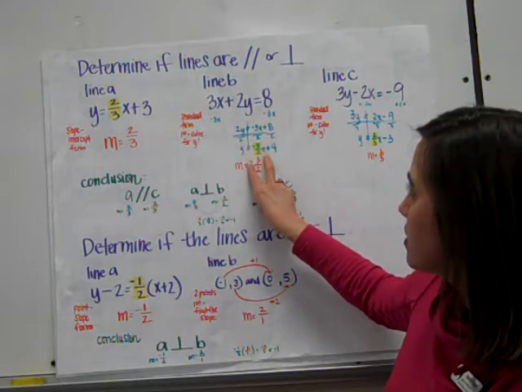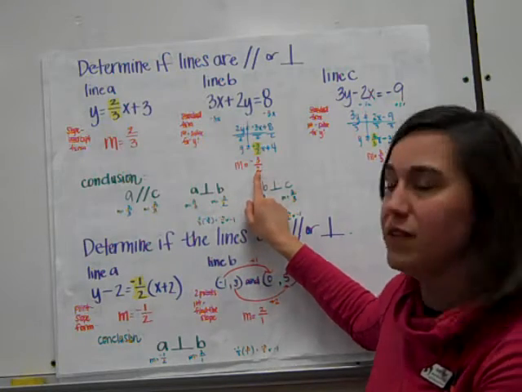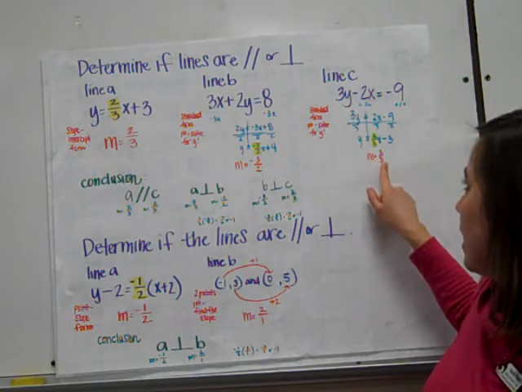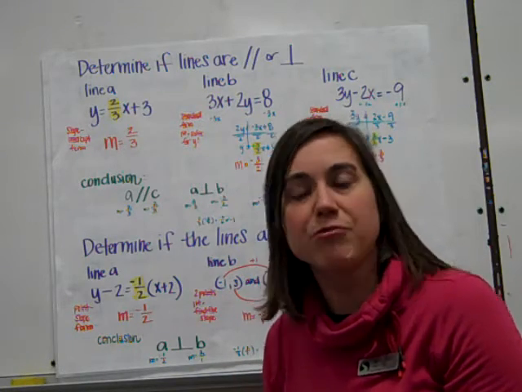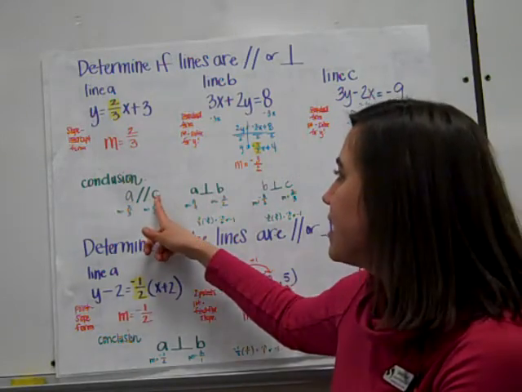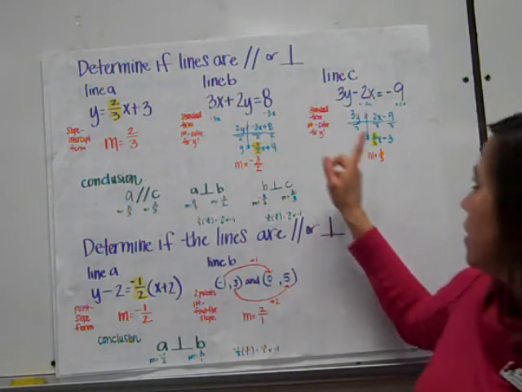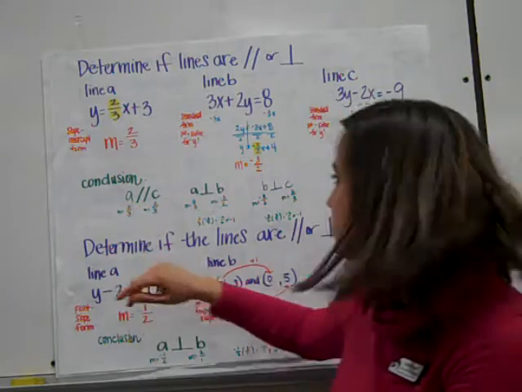I would solve both of these for y, which I've done here and here, and I get a slope for line B of -3/2 and a slope of line C as 2/3. The conclusion that I would make from this, after I've identified the slope of all three lines, would be that A and C are definitely parallel. A has a slope of 2/3, C has a slope of 2/3, and so I can prove that they're parallel.